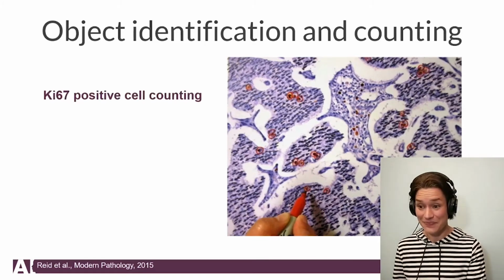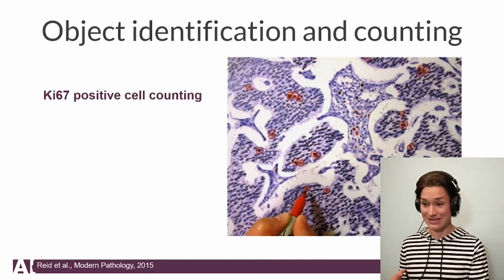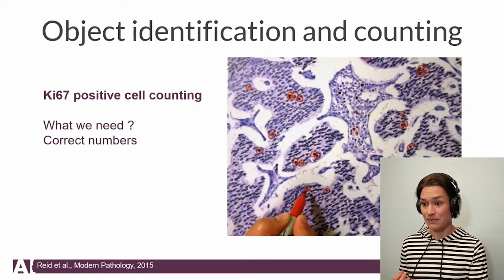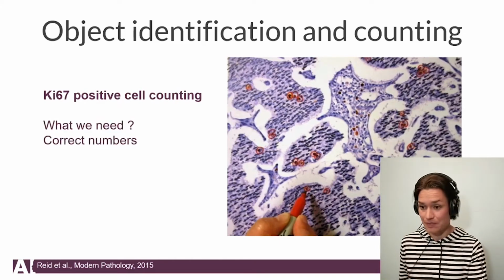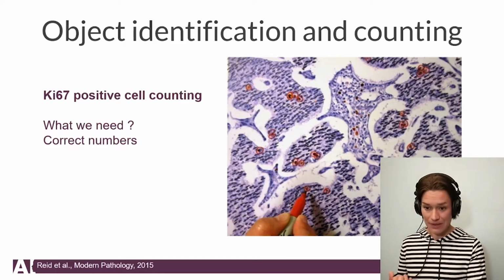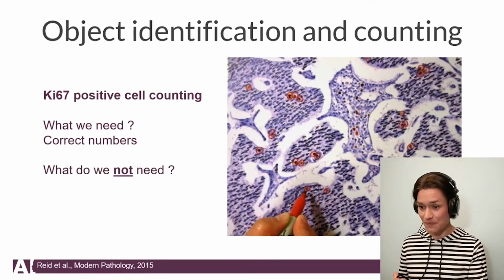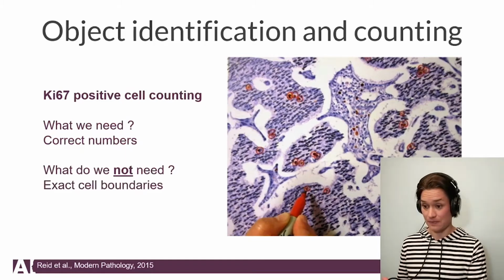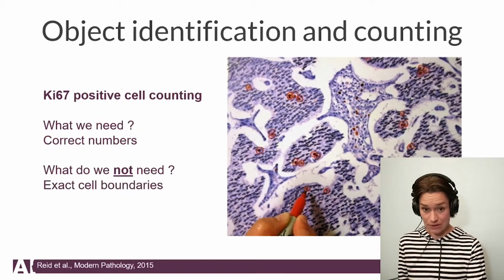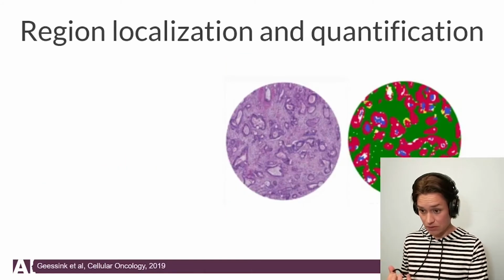But basically here, we want to count Ki-67 positive cells. So what do we need? We need the correct numbers of those Ki-67 positive cells. Ki-67 is a proliferative marker, and this is an IHC stained image. What do we not need? We don't need the borders of those cells. We don't care. We just want to count them. So that was the first task.